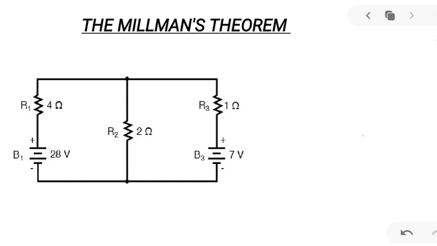In this video, we are going to know about Millman's theorem. But before that, if you were given this loop and asked to find the current passing through resistors R1, R2 and R3, the first thing that comes to your mind is to apply Kirchhoff's voltage law.